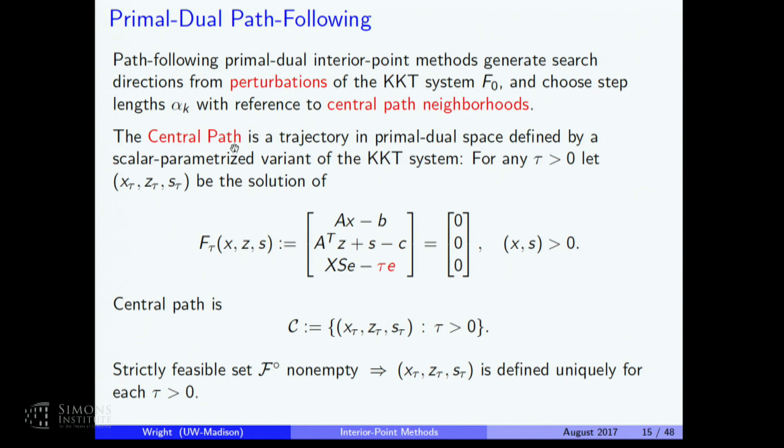If you're a little bit less aggressive by choosing a positive value of tau, you're able to move a longer distance along the Newton direction before you bump into the boundary. Yeah? So tau is the same for all the x. Exactly. If I expand this out, it's telling me that xi times si is equal to tau for all i.